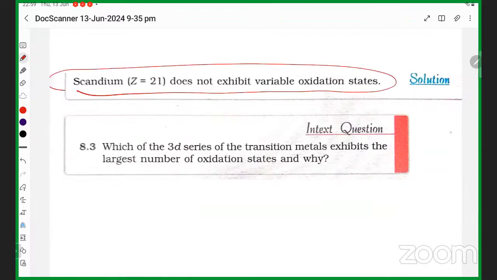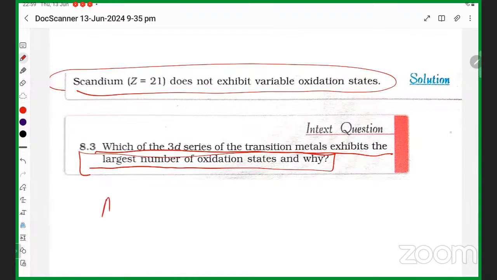Which 3d series transition element exhibits the largest number of oxidation states, and why? Manganese, because it has the highest number of unpaired electrons. Mn is 4s2, 3d5, that is why it can go up to +7.